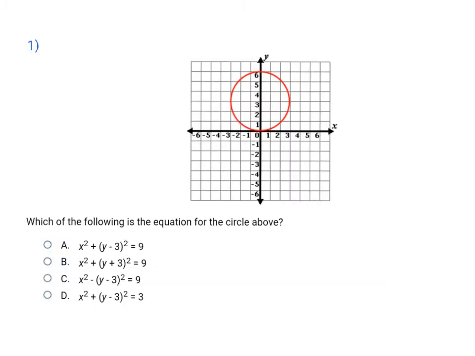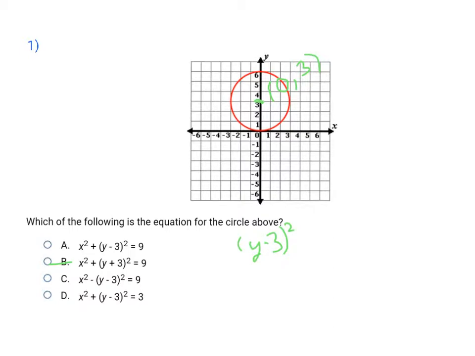In this problem, they're asking us to match the graph to one of these equations. The first thing I'm going to look at is the coordinates of that center. The coordinates of this center are (0, 3). Since the x coordinate is 0, subtracting 0 from the x variable doesn't matter, so there's just x squared here. But the y coordinate is 3, so I'm going to have a y minus 3 as part of my equation. And so that rules out B.